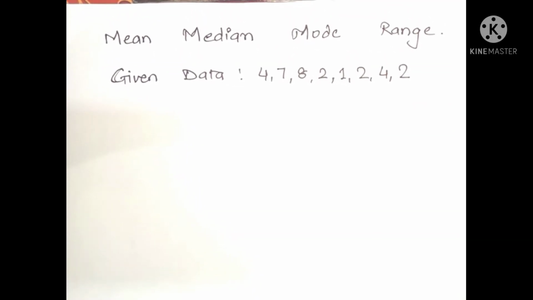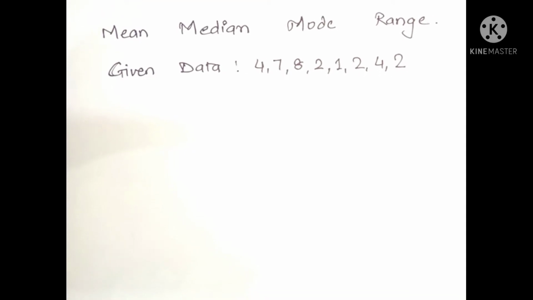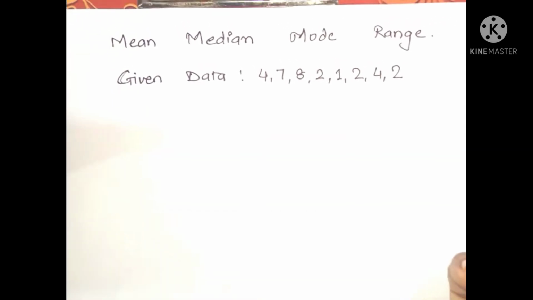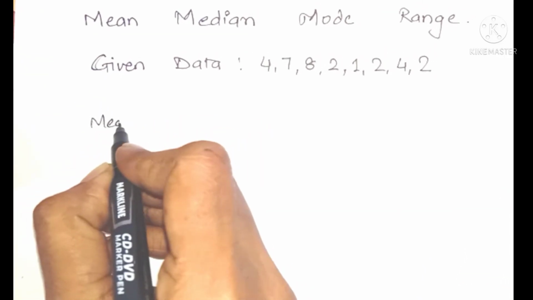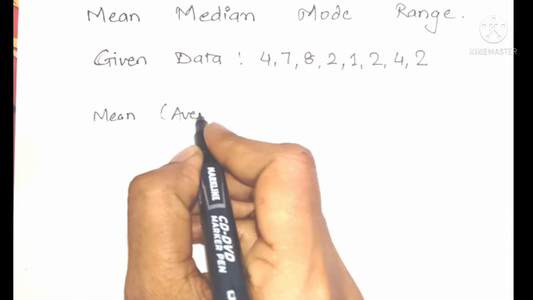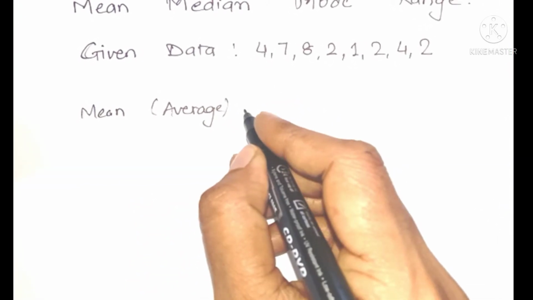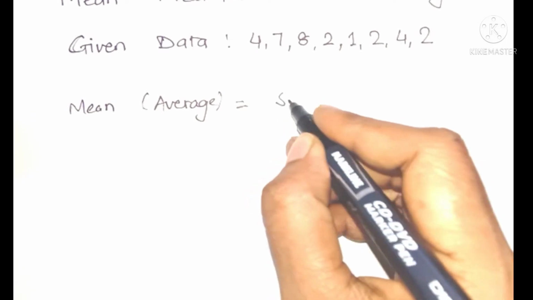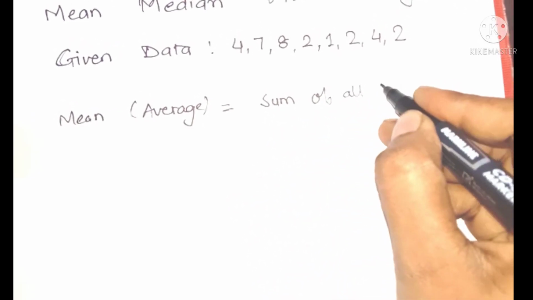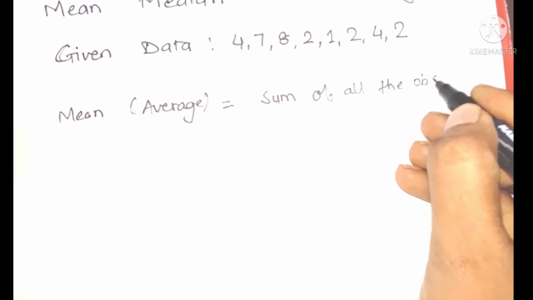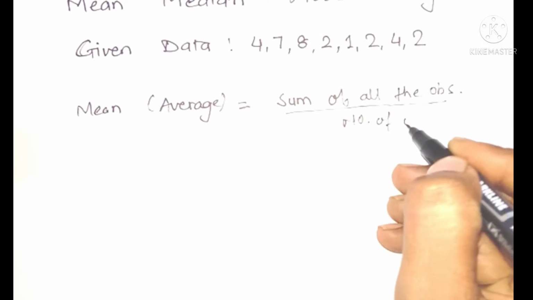Now let us find out the mean, median, mode and range of the given data. Mean means the sum of the data values divided by the number of data items. The mean we can say is another word for average. So when we have to find out the mean of the observations given, we have to add all the numbers, the sum of all the observations, divided by the number of observations.